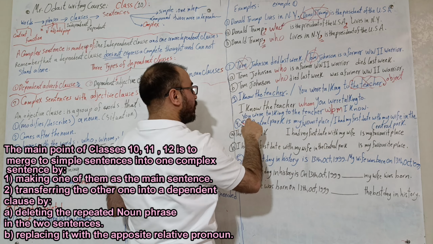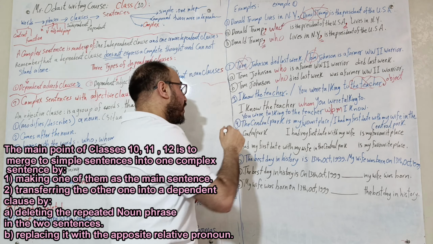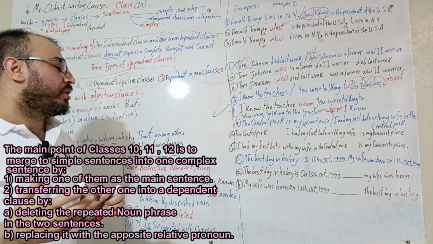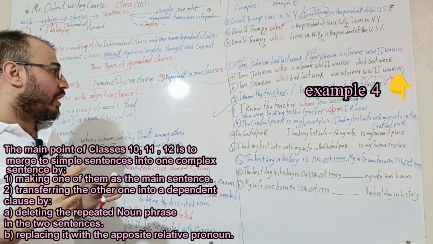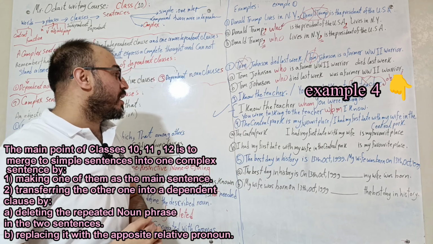Then here, my friends, you were talking to the teacher whom I know. Both options, my friends, here are accepted. You can choose the one that suits you. Again, my friends, here, the fourth example.